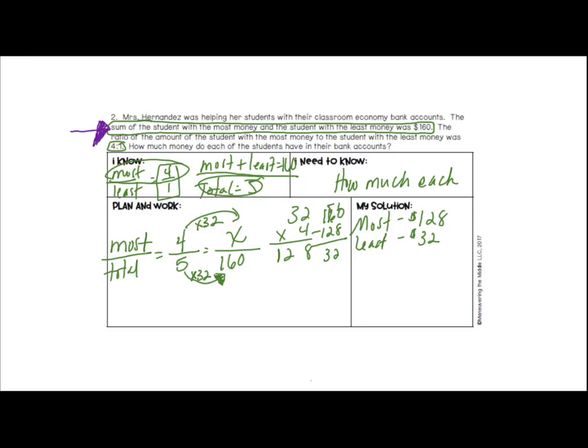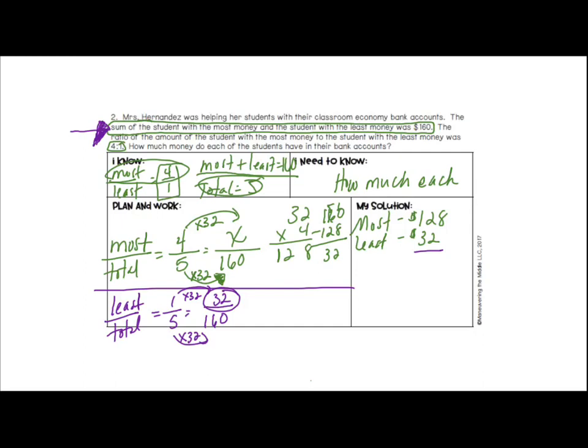I want to prove to you that it would not matter which one I started with. Let's do the least to total. So it would be 1 to 5, and we know that this is 160. That relationship is going to be the same. It's going to be times 32. Well, 1 times 32 is 32. So I just proved that the person with the least has $32.